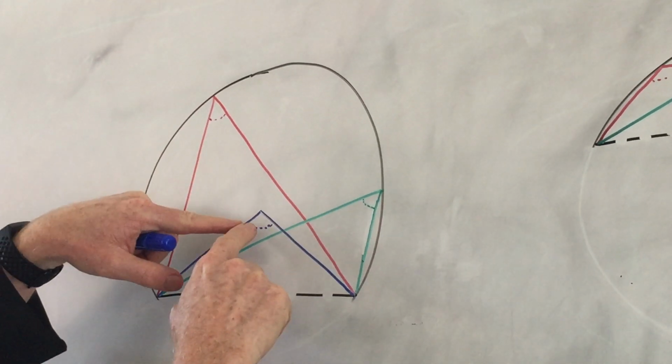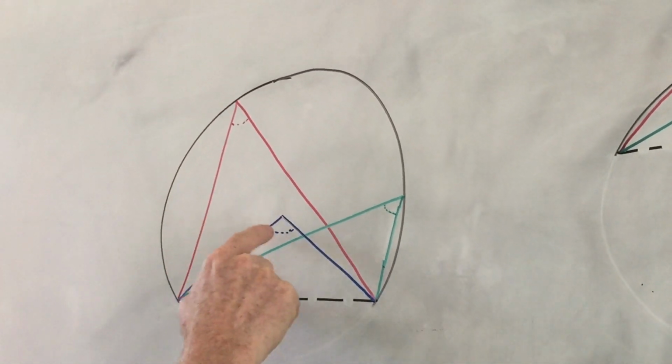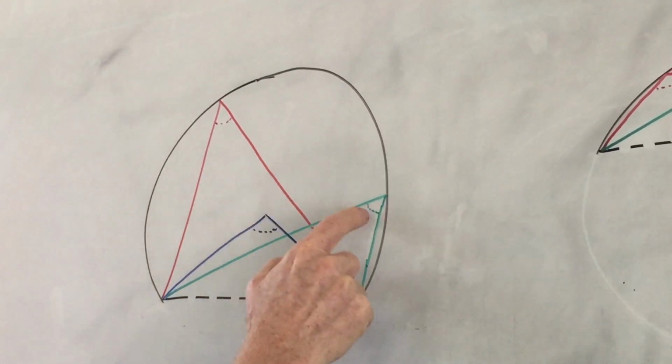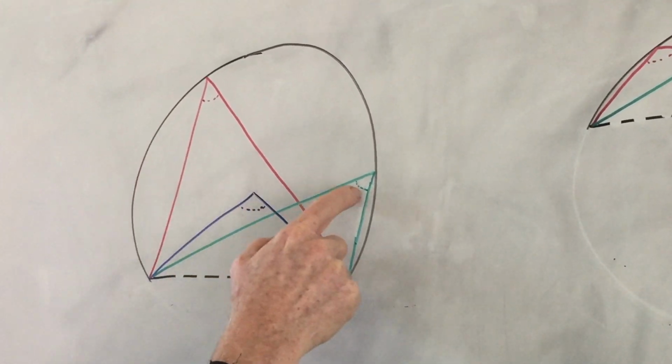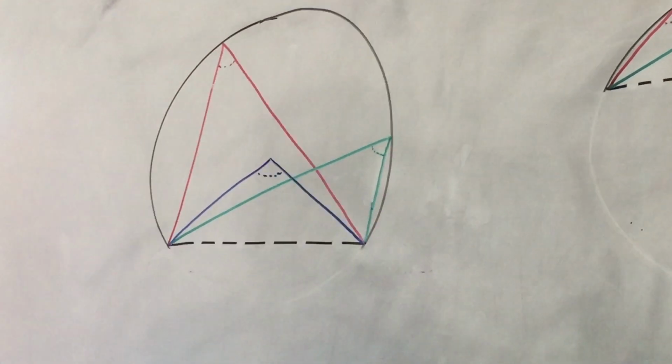Two things which are half of one are equal to each other. This is double this, and this is double this. Therefore, this is equal to this. This is half of this, is half of this. Two things, half of the same thing, are equal to one another.